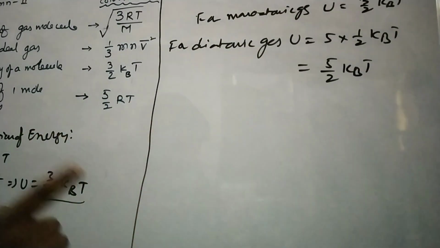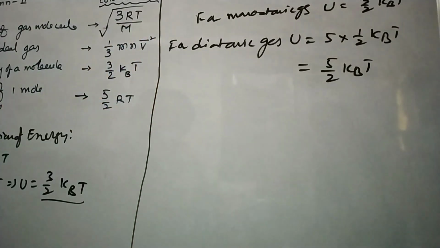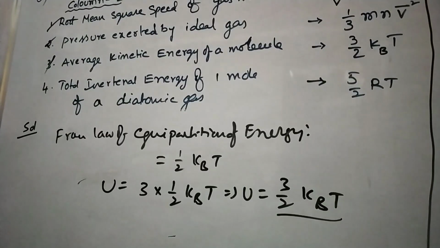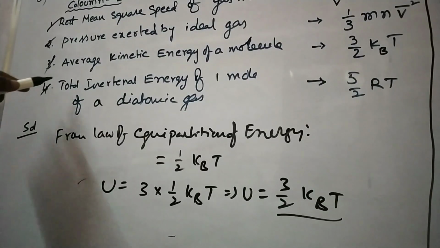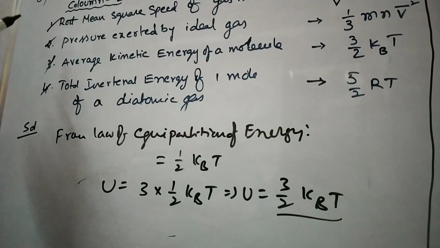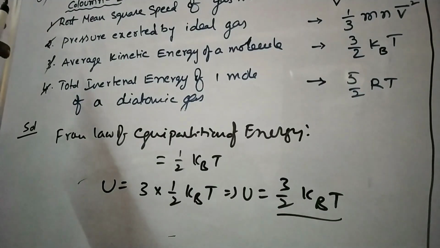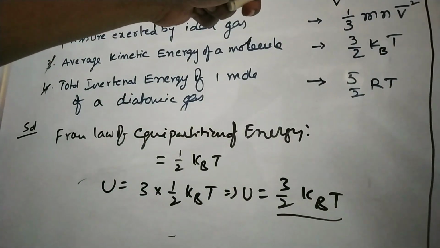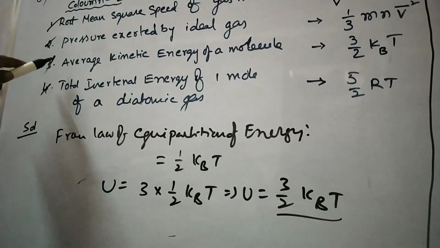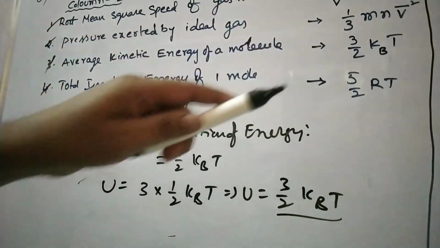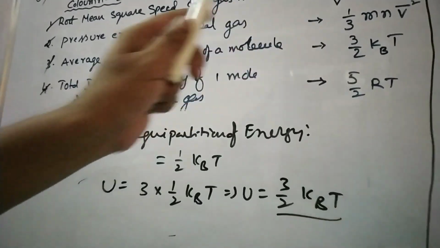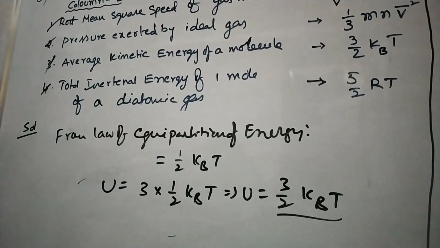According to previous knowledge, the total internal energy of 1 mole of diatomic gas is nothing but 5 by 2 RT. So all the given statements are correct. The root mean square speed of a gas molecule is root over 3 RT by m. Pressure exerted by an ideal gas is 1 by 3 mn V square. The average kinetic energy of a gas molecule is 3 by 2 kBT, and the total internal energy of 1 mole of diatomic gas is 5 by 2 RT. So the given four are correct.